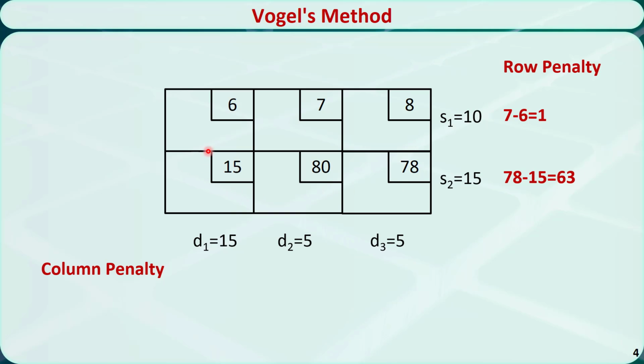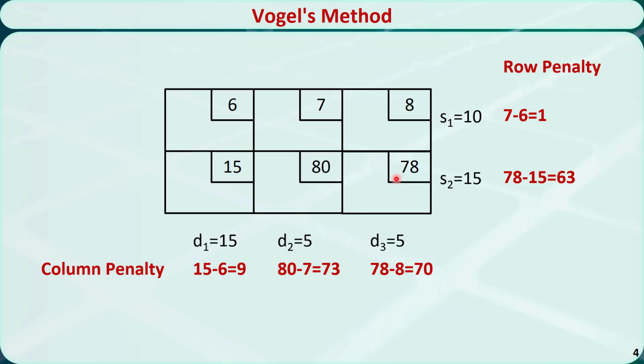For the first column, the smallest cost is 6, and the second smallest is 15. 15 minus 6 is equal to 9. For the second column, the smallest cost is 7, and the second smallest is 80. 80 minus 7 is equal to 73. For the third column, the smallest cost is 8, and the second smallest is 78. 78 minus 8 is equal to 70.